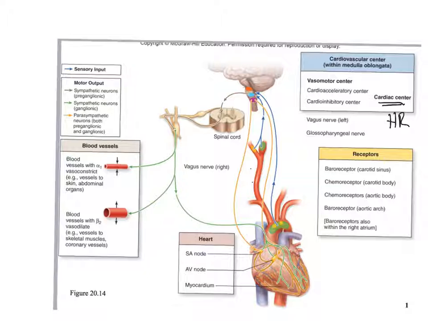Within there, there's this vasomotor center. What do you think that controls? Vessels, right? So this will change your lumen size, and that's vasodilation and vasoconstriction. If we change the lumen size, what part of that equation is affected? Are we changing cardiac output? No, we're changing peripheral resistance.